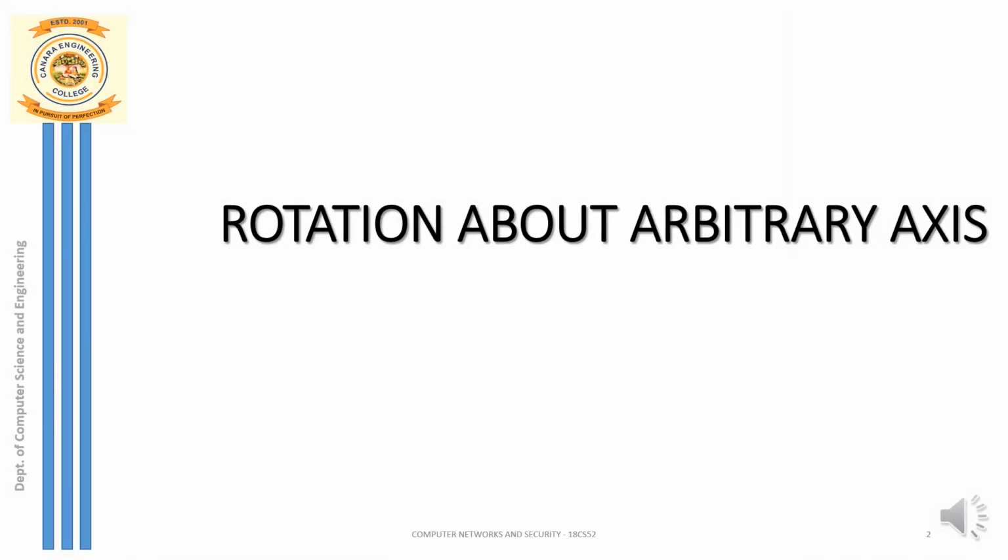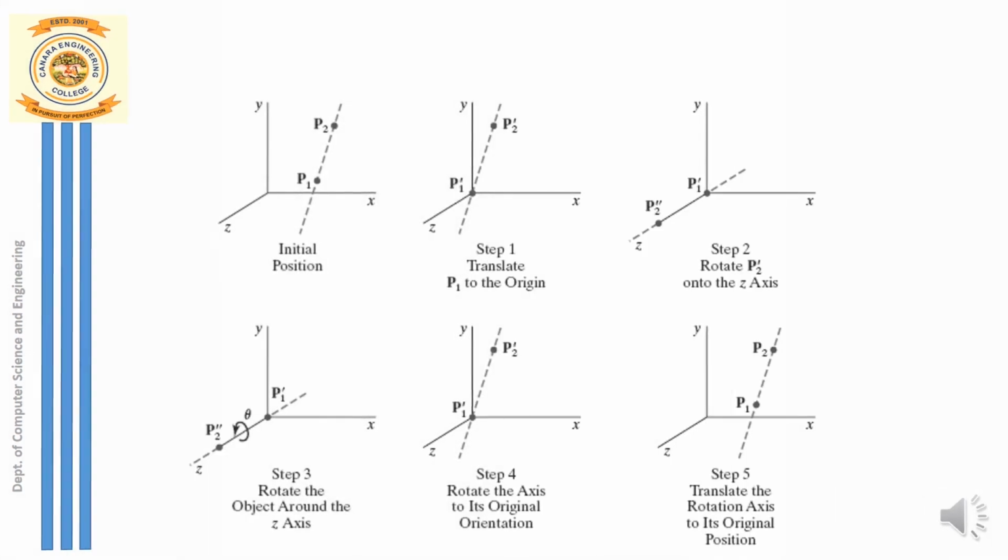Let us discuss rotation about an arbitrary axis. In my previous video we had discussed general 3D rotations, or general rotations about an axis. Now we will discuss rotation about an arbitrary axis. Let us consider this diagram and see how the rotation is performed.